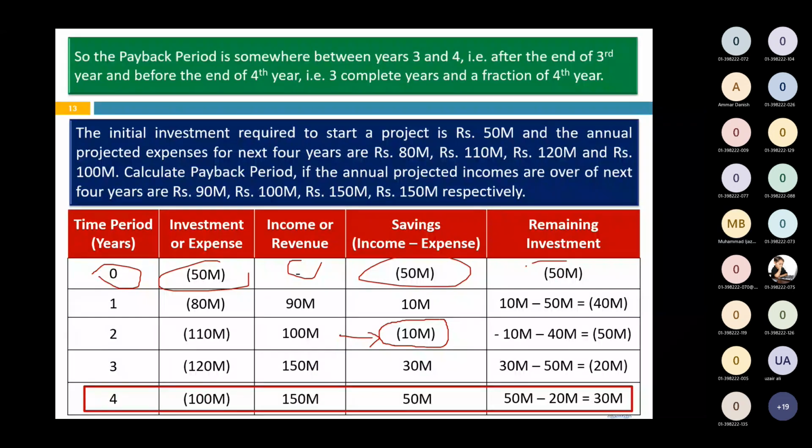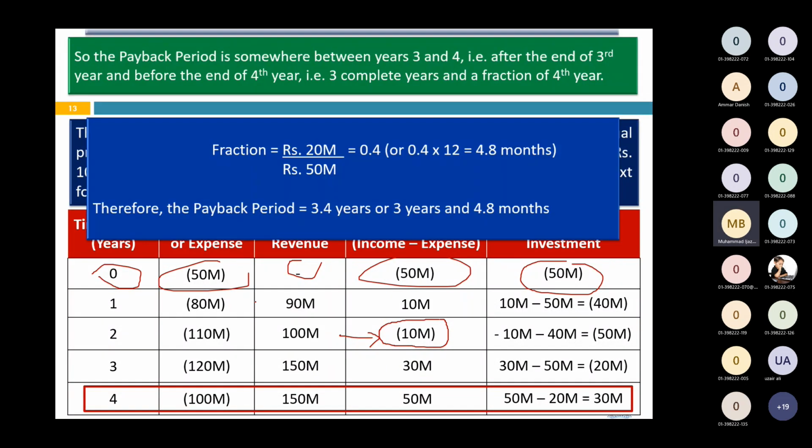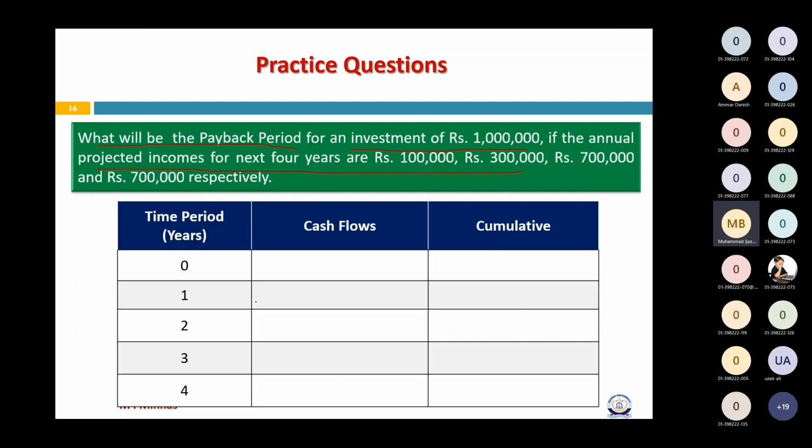1, 2, 3, 4, and 5, right? In your exam, don't use this table. Just use this simple table, which has got only three columns. Is it clear?